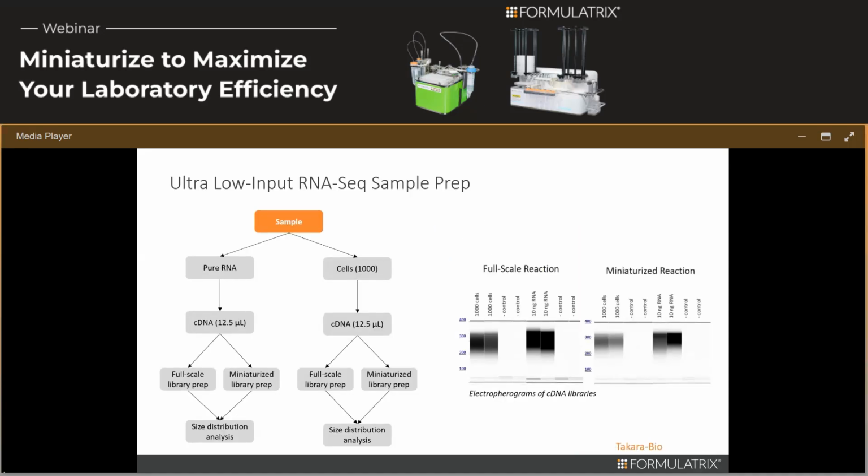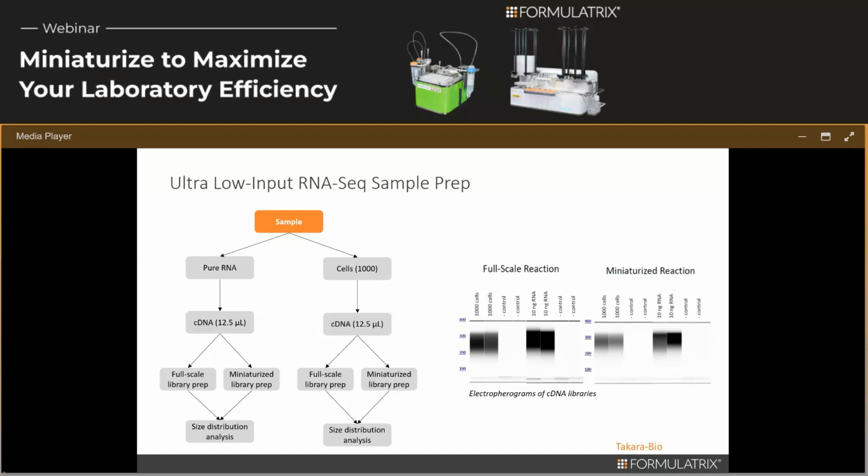In another experiment, the RNA-seq library was prepared at the full-scale reaction and 4-fold miniaturized scale and were compared. cDNA was synthesized directly from the cells as well as from the purified RNA. Full-scale and miniaturized library prep were performed from both samples. In a miniaturized assay, all the reagents were dispensed using Mantis, and it can be seen in the figure.